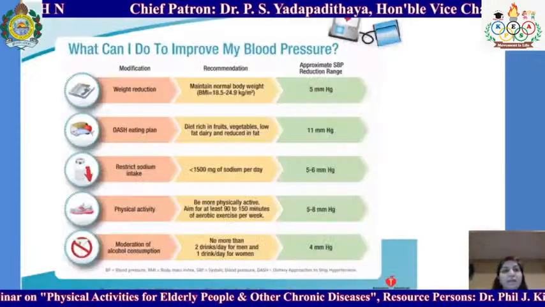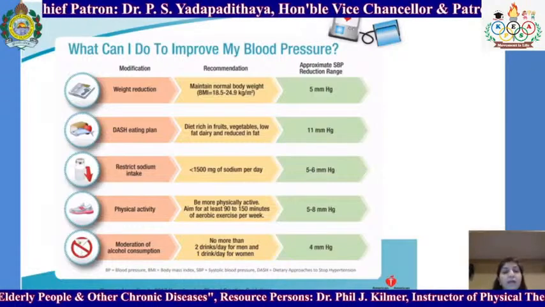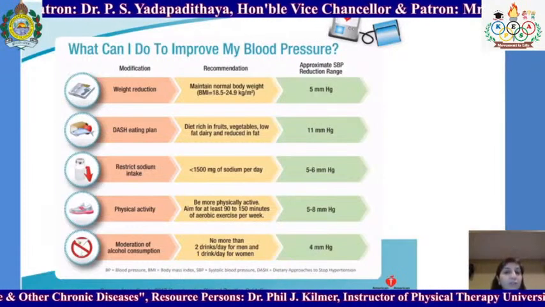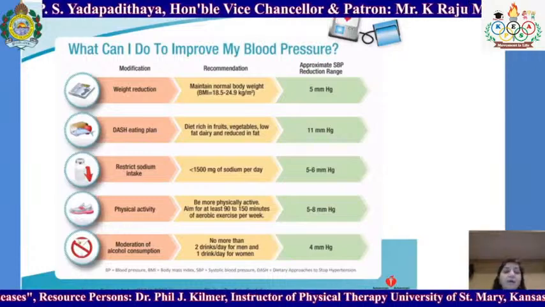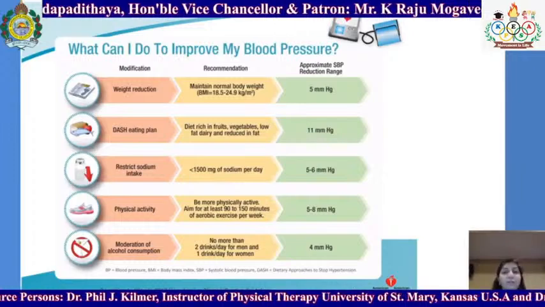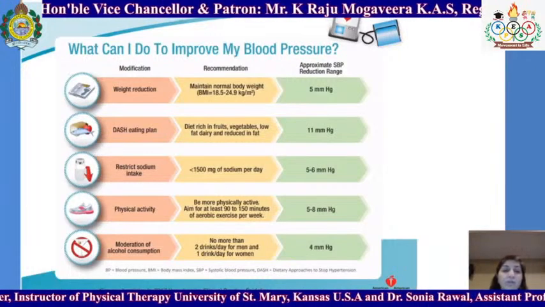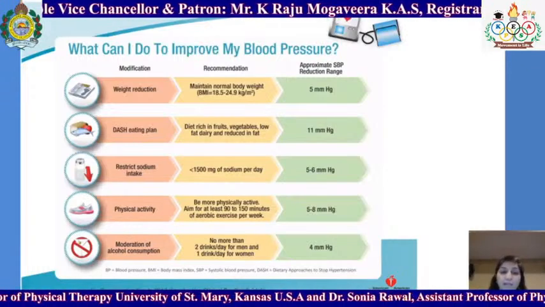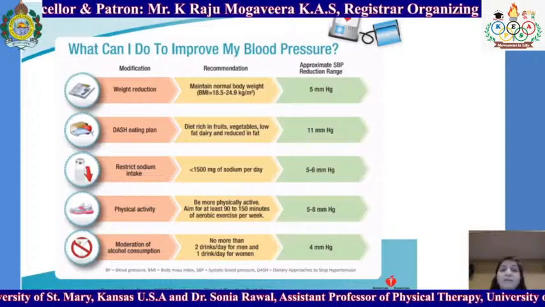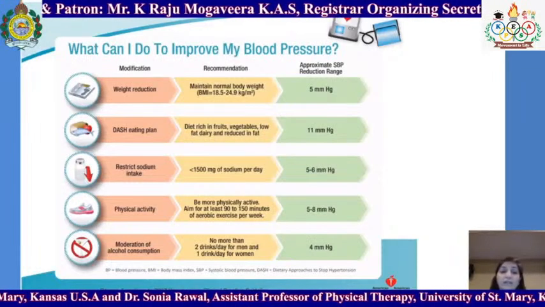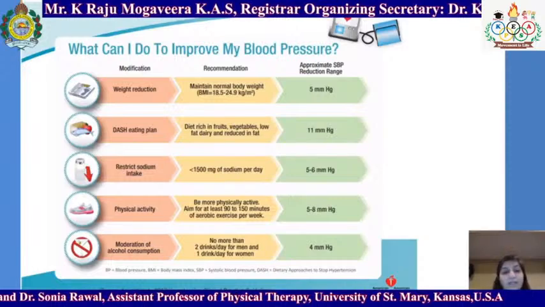Here are some of the very important things that have been listed by the American Heart Association and American Stroke Association. And these things have really proved to work to improve the blood pressure. First is the weight reduction. If a person tries to reduce their weight, that can help with lowering their systolic blood pressure by 5 millimeters of mercury. American Heart Association also emphasizes the eating plan. And for that eating plan, they say that there has to be a diet rich in fruits and vegetables, but low in fat and also low in dairy, like milk products. And we will be discussing some of these points later in the slides in greater detail.